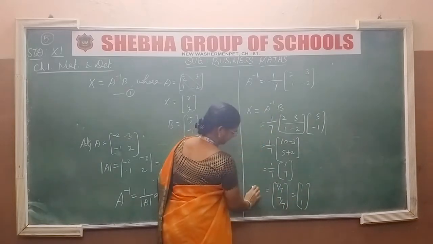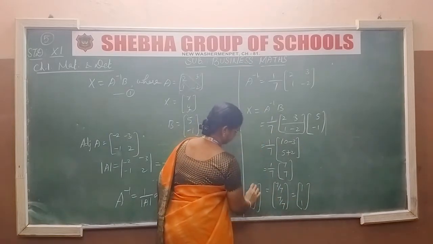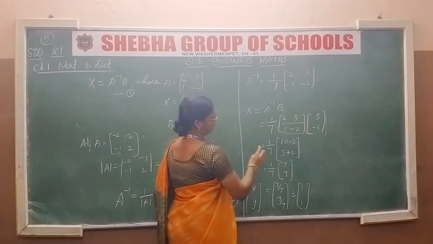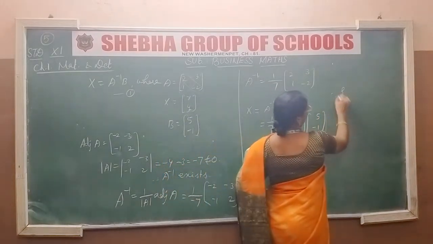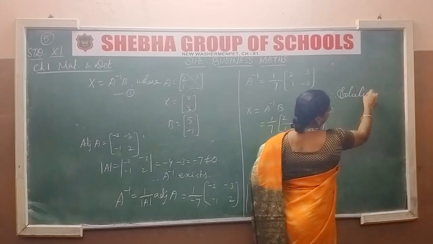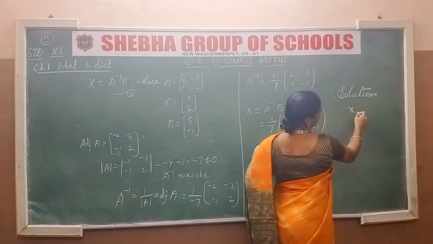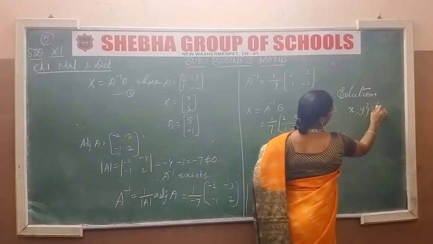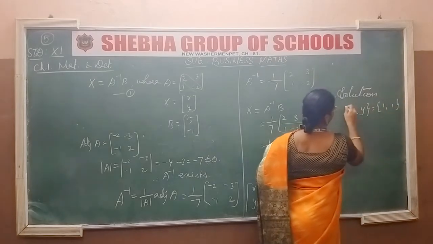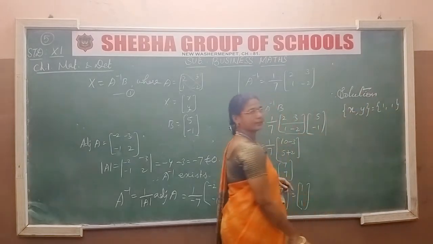So we get 1, 1. And our left hand side is what? X, Y. This x is equal to x, y. So therefore our solution set is x comma y is equal to 1 comma 1. Okay, understood.